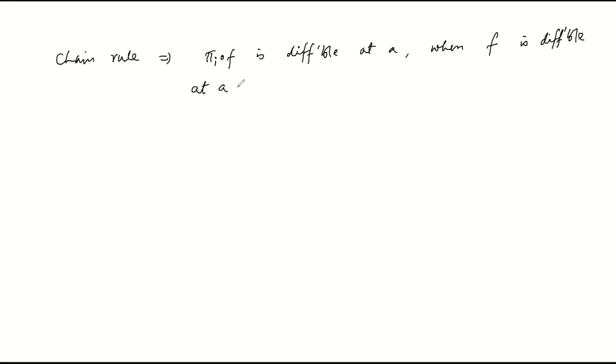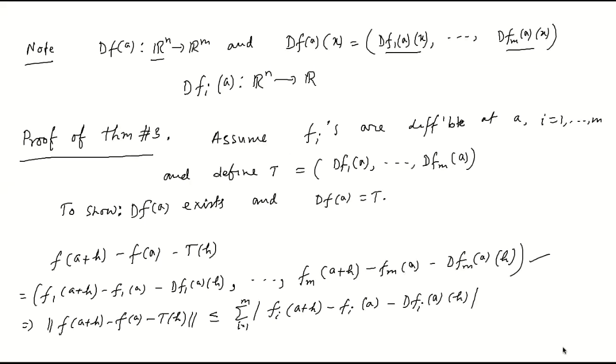The chain rule implies pi_i composed with f is differentiable at a when f is differentiable at a. So this completes the proof of theorem 3.